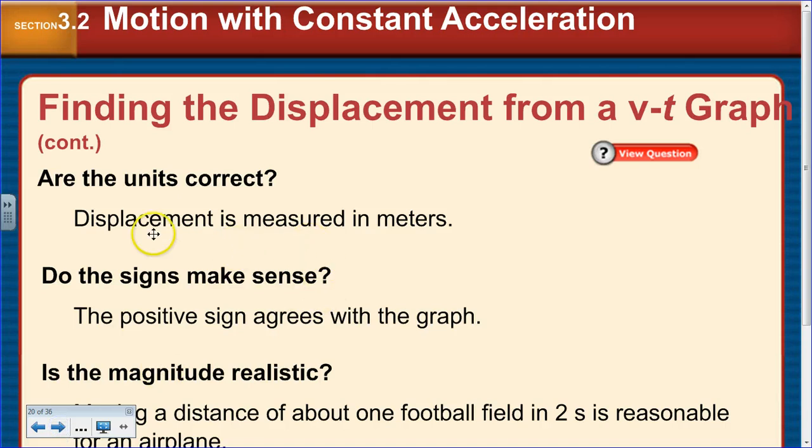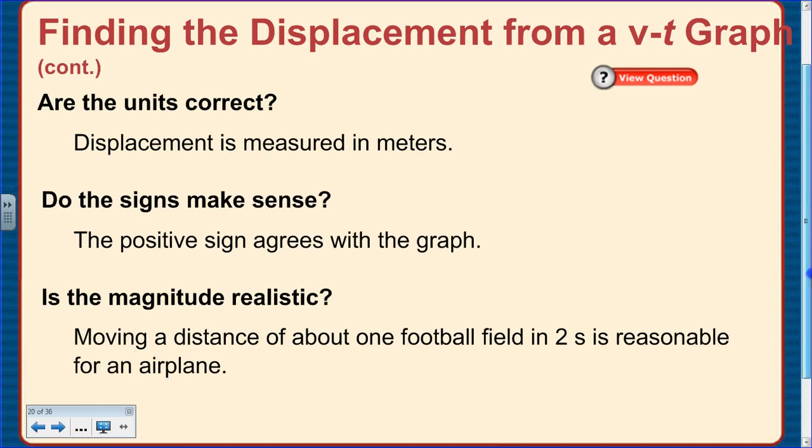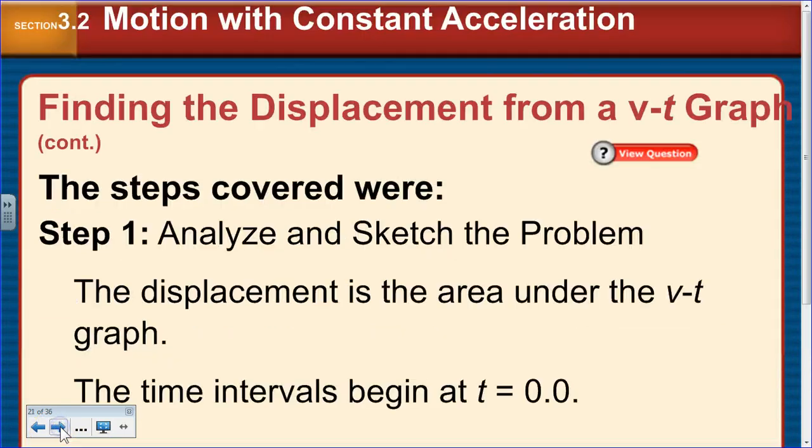We want to make sure that our displacement ends up in meters. If we have meters per second times seconds, the seconds cancel, leaving us with meters, so we're good. Do the signs make sense? The positive sign does agree with the graph, and moving a distance of about 1 football field in 2 seconds is reasonable, so that's fine.